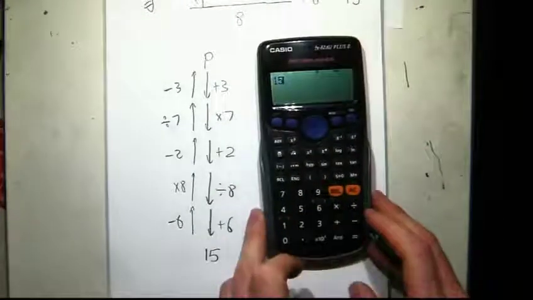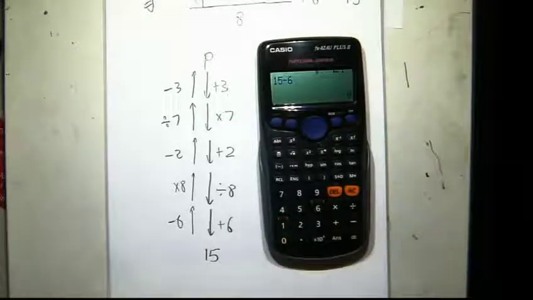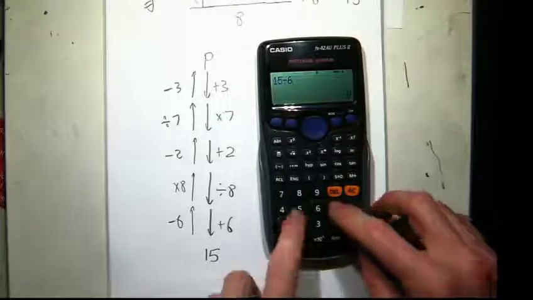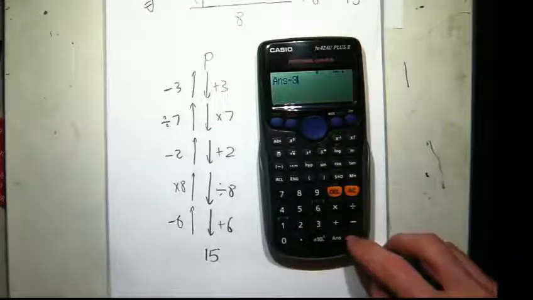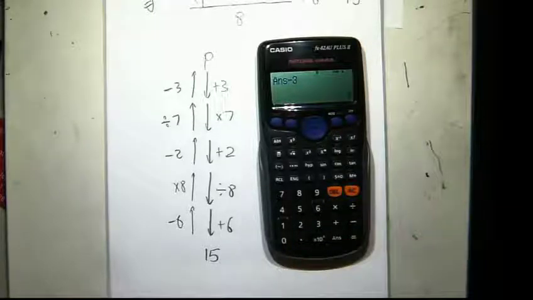So 15 minus 6 gives me 9. 9 times 8 gives me 72. 72 minus 2 gives me 70. 70 divided by 7 gives me 10. 10 minus 3 gives me 7. So p must be 7.